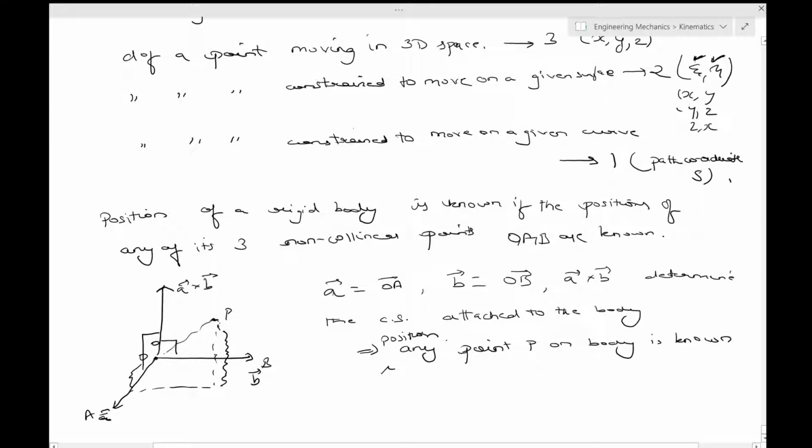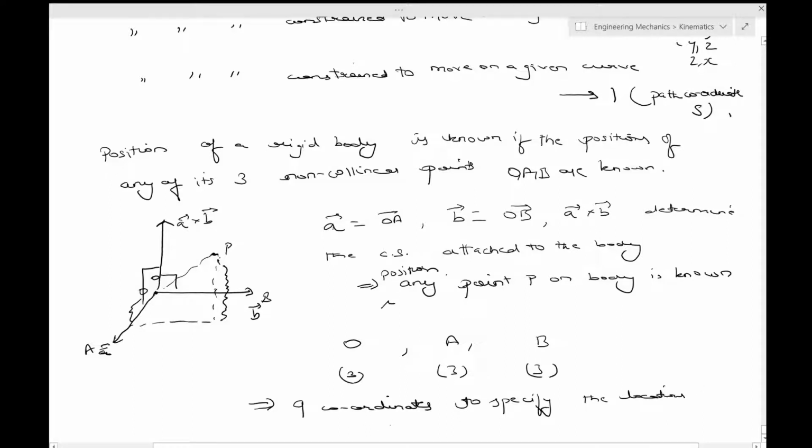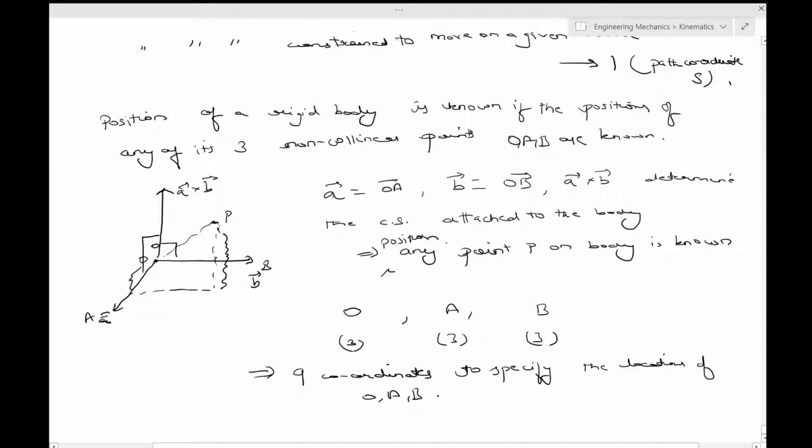Now to define these locations O, A and B, we would individually need 3 coordinates for O, x, y, z, 3 coordinates of A, and 3 coordinates of B. So total 9 coordinates to specify the locations of O, A, B. And you know that if O, A, B are located, then the position of a rigid body is located.